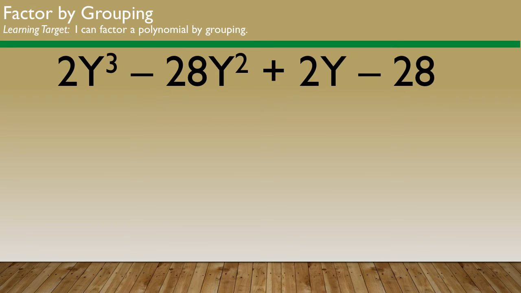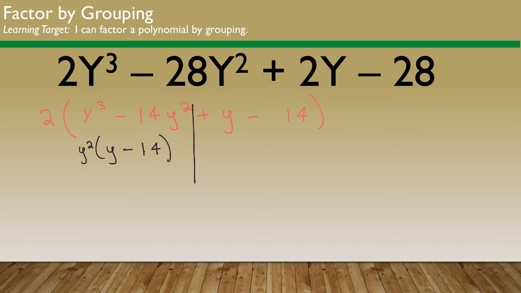Okay, here's another example. Looking at all these terms, I'm looking for a common factor, and all these things can be divided by 2. So 2 is a common factor. It's going to leave me with y cubed minus 14y squared plus y minus 14. Now we're going to break this thing in half. The common factor of these first two terms is y squared, and we're left with y minus 14.